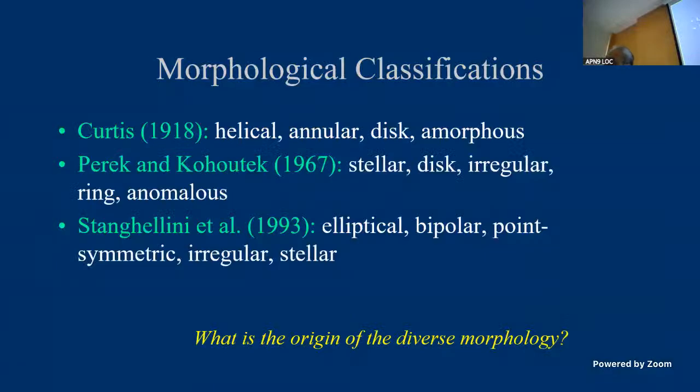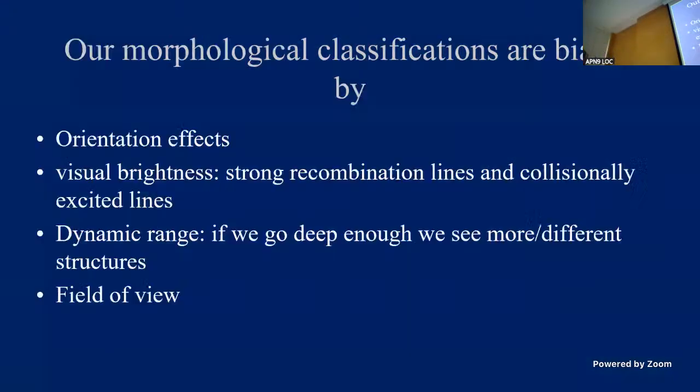of the diverse morphologies that are seen in planetary nebulae. Now, however, these two-dimensional classifications are subject to a number of problems. First, there are orientation effects. Second is sensitivity, dynamic range. You go deeper and you see different shapes. And also you could be affected by the field of view.